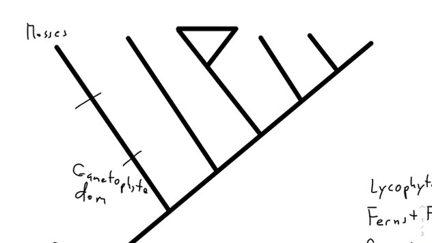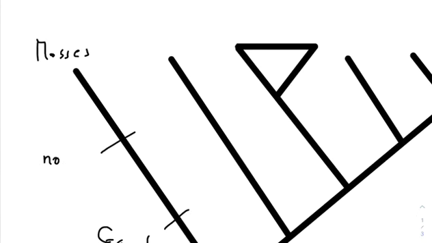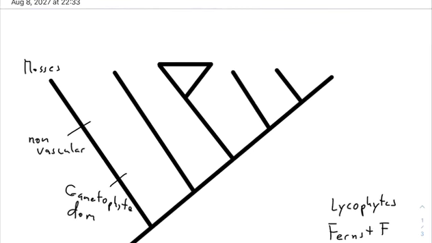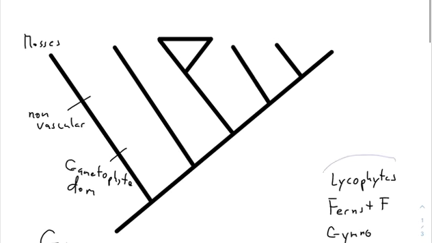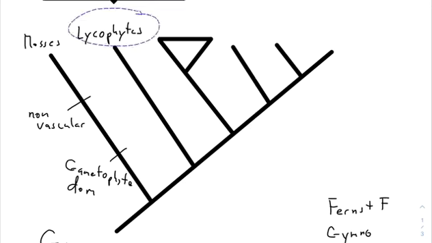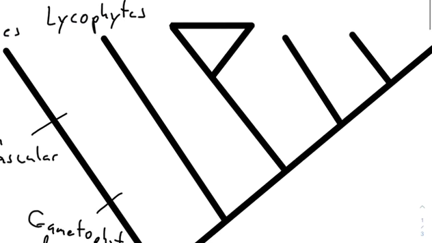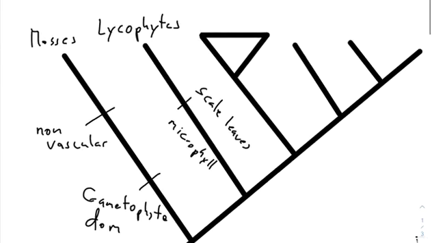The other thing that you can remember is that this is the only group that is non-vascular, meaning that these plants do not have veins. That keeps them from getting tall. Our next group are our lycophytes. These plants have scale leaves or microphylls. 2 terms for the same thing, meaning that their leaves have a single vein, no more.